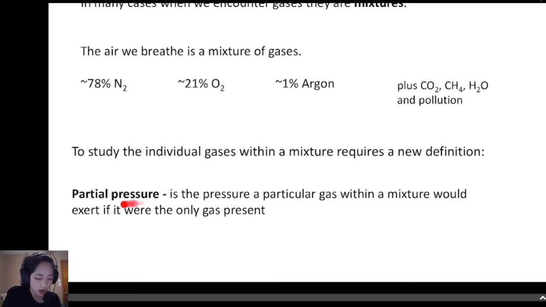And so that brings up the concept of partial pressures. So a partial pressure is just the pressure a particular gas within a certain mixture would exert if it was the only gas present. So if I had a balloon and the pressure inside it was 1 atm, and it was filled with air, the air that we breathe, that 1 atm is the combination of all of the partial pressures of all of these different things in it. All of those partial pressures would add up to the total pressure we measure, which is 1 atm.